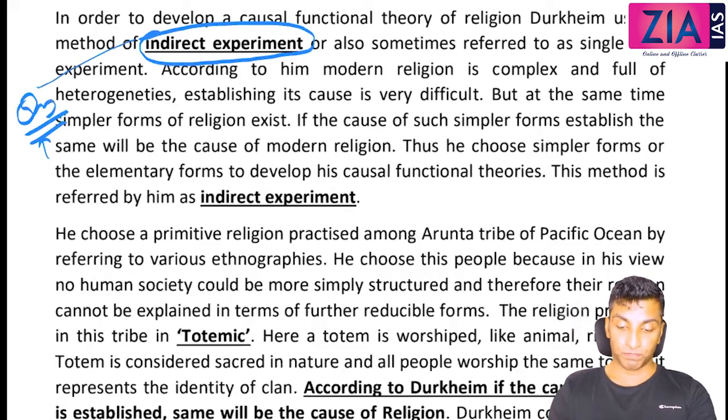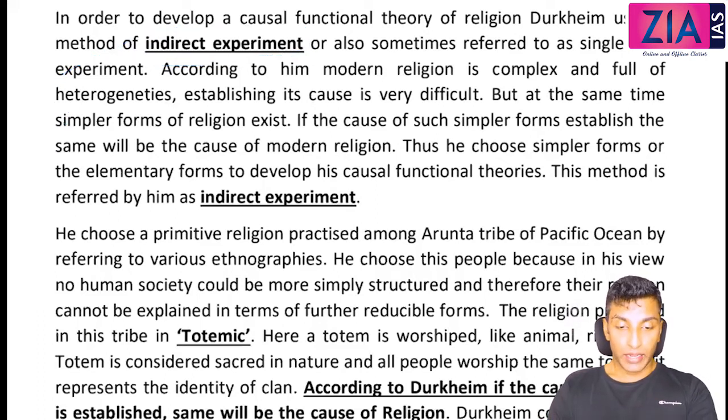Okay, so indirect experiment, or also sometimes referred to as single case experiment. According to him, modern religion is complex and full of heterogeneities. Establishing its cause is very difficult. But at the same time, the simpler forms of religion exist. If the cause of such simpler forms can be established, the same will be the cause of modern religion.